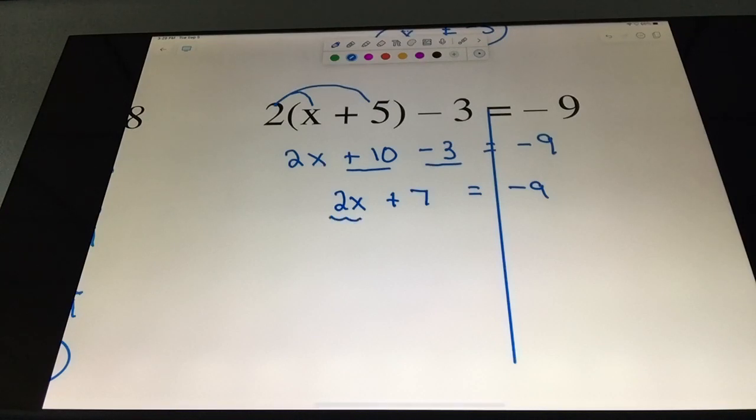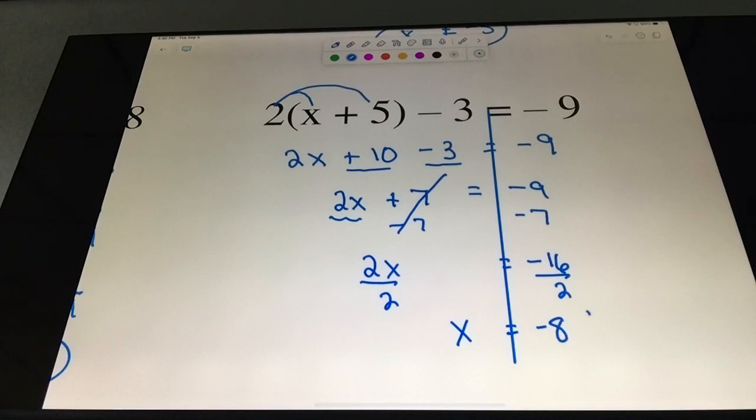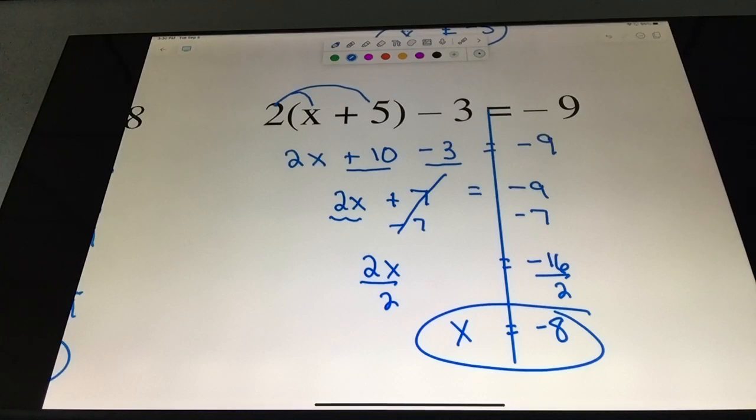Get the x term alone, which means we need to get rid of plus 7. So we're going to minus 7 on both sides. So 2x comes down. Those cancel out. Negative 9 minus 7, negative 16. Divide by 2 on both sides, and x is negative 8. Negative 16 divided by 2 is negative 8.